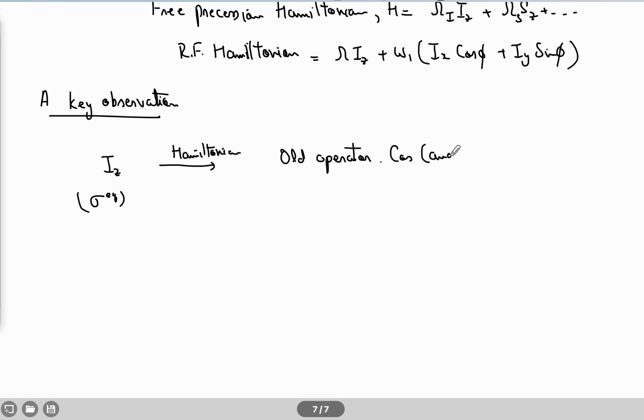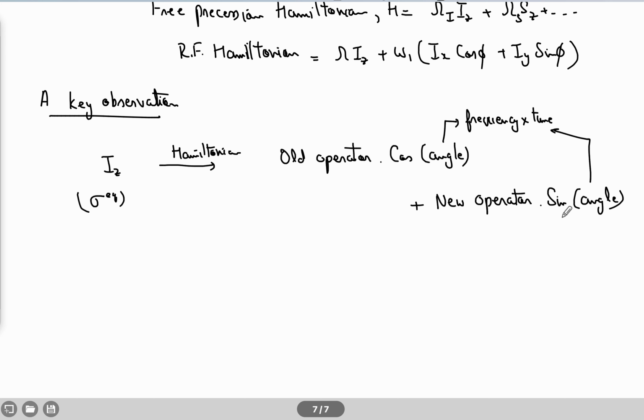Cosine of the angle, so here the angle is given by frequency into time. The frequency is the frequency of the perturbation, and time is the duration for which the perturbation has been applied. We will see an example just now. Old operator, and then new operator, times sine of the angle. The angle is given by the same frequency into time, right?